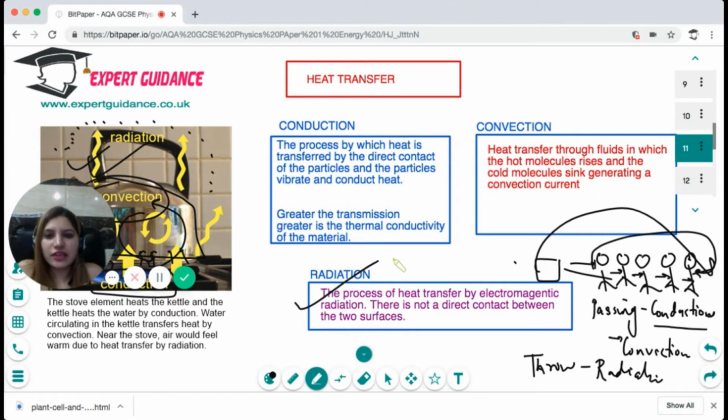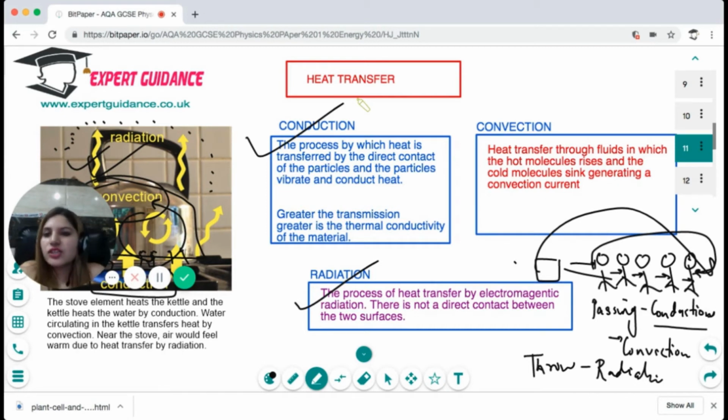In conduction, the heat is transferred by the direct contact of the particles, and the particles vibrate and conduct heat. Greater the transmission, greater is the thermal conductivity of the material. And in convection, there is a heat transfer through the fluids in which the hot molecules rise and the cool molecules sink, generating a convection current.